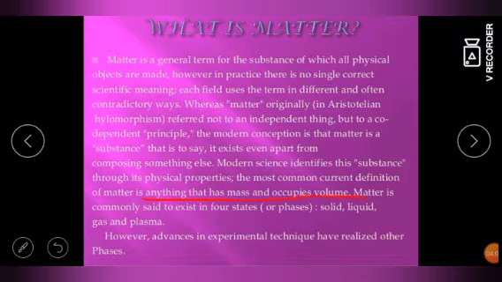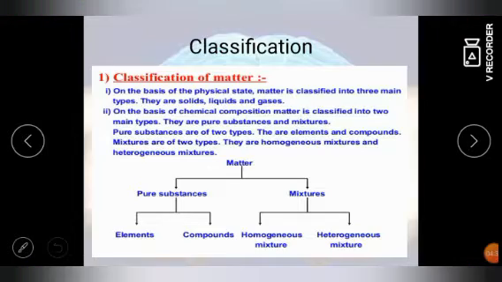Matter is commonly said to exist in four states: solid, liquid, gas and plasma, whereas now a fifth state is also in front of us, the Bose-Einstein condensate. That was the combination of two theories, those of Satyendra Nath Bose, S.N. Bose, and Albert Einstein, and is called Bose-Einstein condensation. However, advances in experimental techniques have realized other phases of matter also, such as BEC.